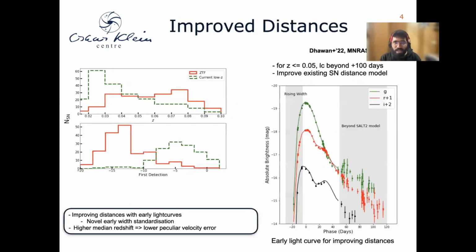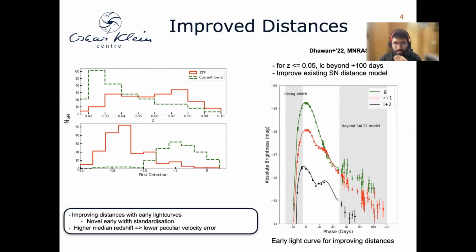Now, looking into the sample characteristics, we're comparing it to the current low redshift sample. The median redshift is twice that of the current low Z sample, and therefore this is a sample that is a lot less impacted by peculiar velocity uncertainties, which is a systematic in final cosmological inference. In addition, in the bottom histogram, we see that the discovery epoch is around 2 weeks earlier than the median from the literature. And this is particularly important.